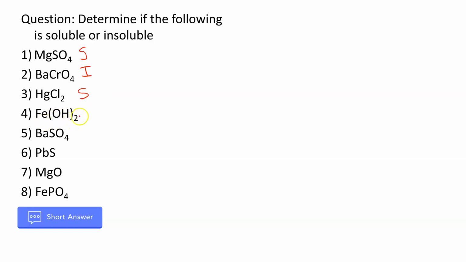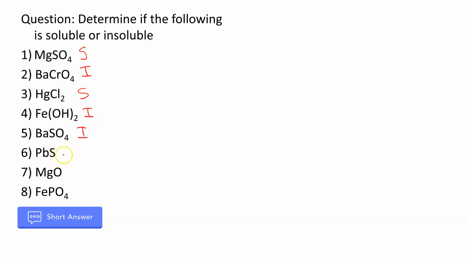Iron 2 hydroxide. Remember, hydroxides usually are insoluble. This is not one of the exceptions, so we're going to call it insoluble. Barium sulfate. Sulfate is usually insoluble, with the cartoon PBS. Barium is that B in PBS. So this is actually insoluble.